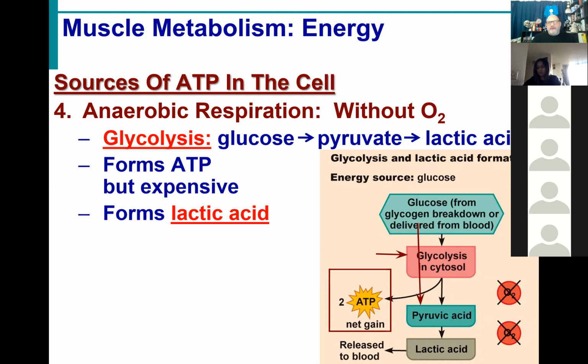Questions on those 4 methods of getting the energy necessary to contract a muscle? Yeah, I have a question. Yes. How fast is the anaerobic? Like how many anaerobic respirations can you do per one aerobic respiration?